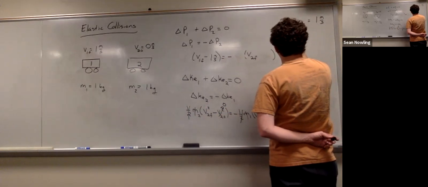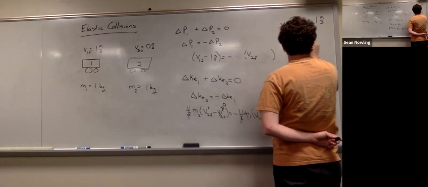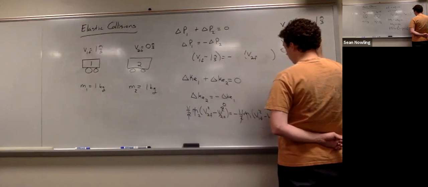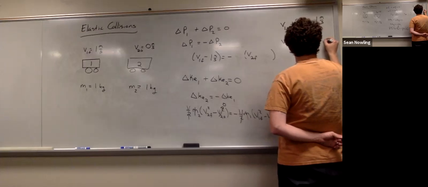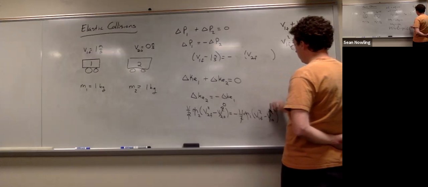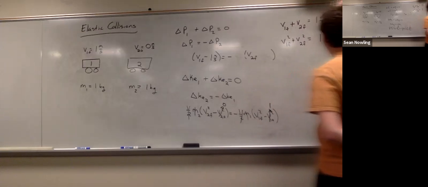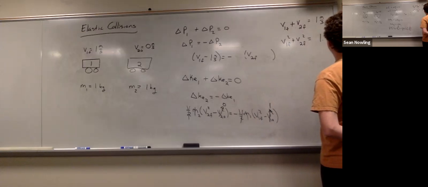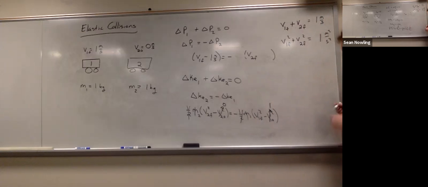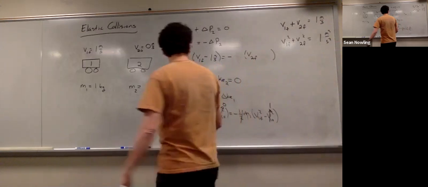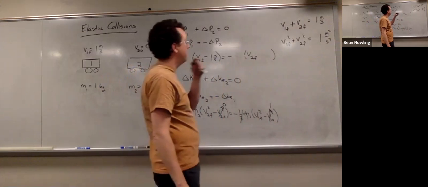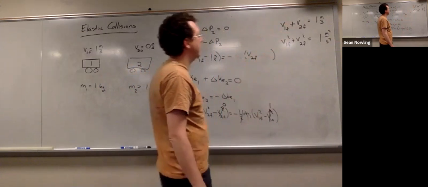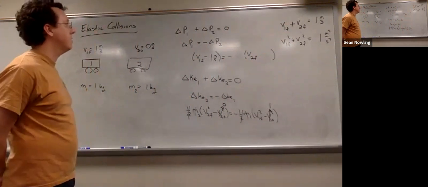V1 final squared plus V2 final squared equals V1 initial squared, which is just 1. And that would be meters squared per second squared. Very good. All right, so I've just taken my momentum and kinetic energy equations, rearranged them a little bit, cancelled things that should cancel, and I get that equation.